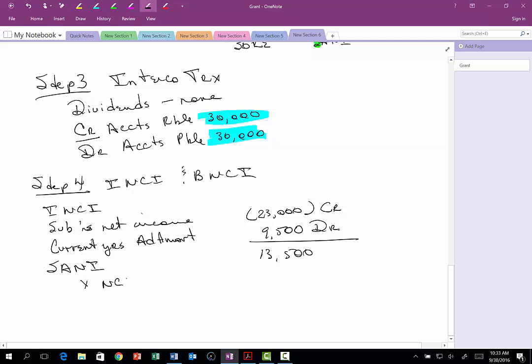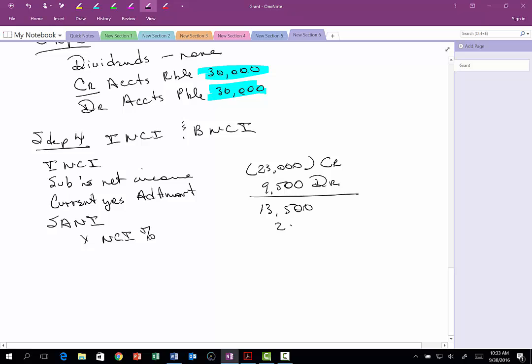We're going to take the NCI percentage, because we're calculating this for the NCI portion. So 20%. That means INCI, which is what we're going to report for NCI on the income statement, is essentially $2,700 of the net income allocated to them. So of the sub's $23,000 in total net income, we're going to have adjustments to it of $9,500, and basically the non-controlling interest portion is going to end up being $2,700.